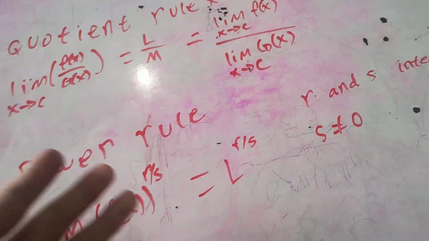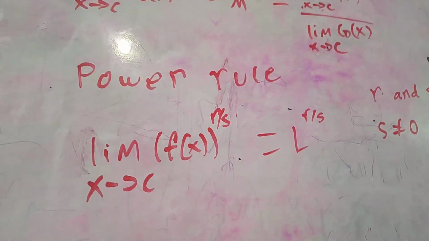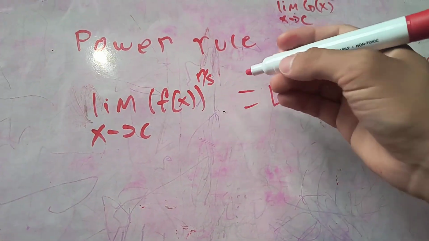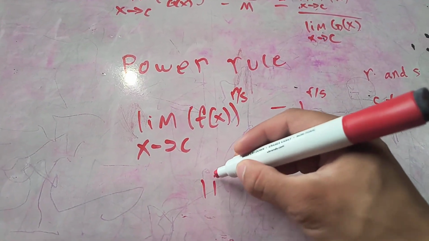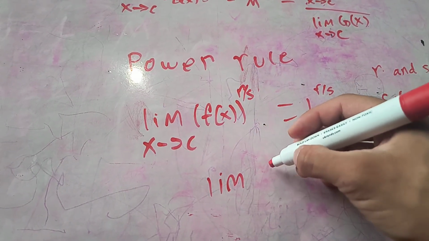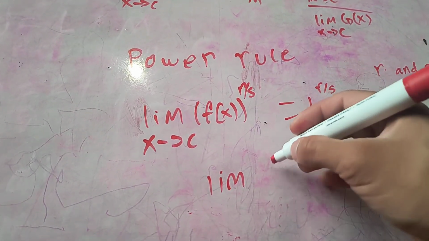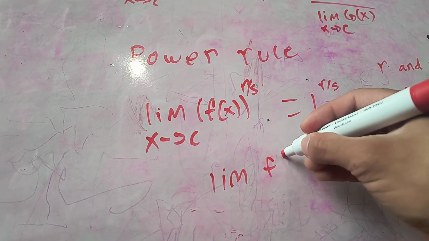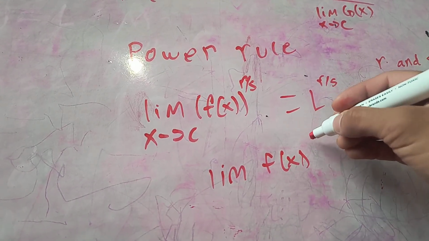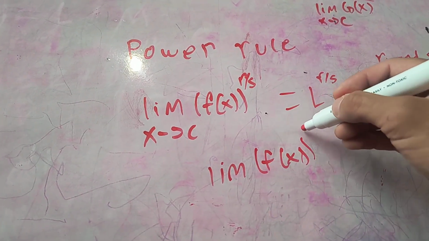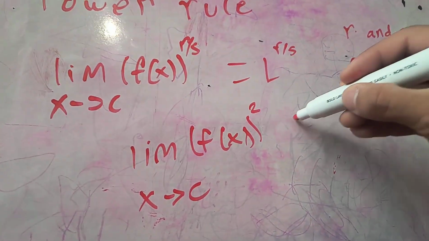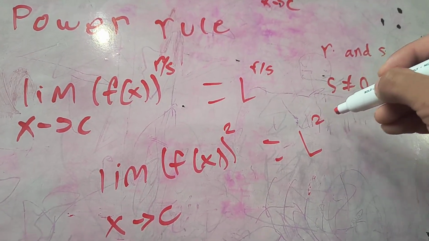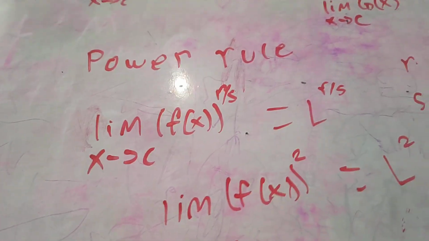So, I mean, it's pretty straightforward, right? If r over s was 2, let's say, the limit of f of x to the power of 2, just as x approaches c, is going to be equal to the same thing as L to the power of 2. That's it.